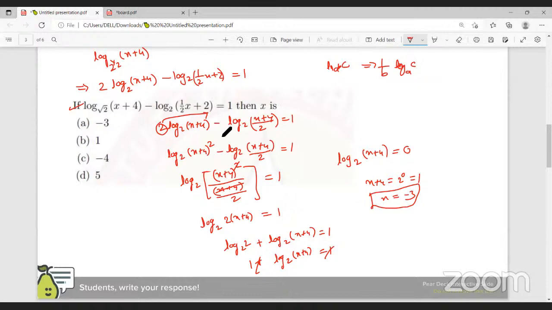Right, x equals minus 3. Any other approach?